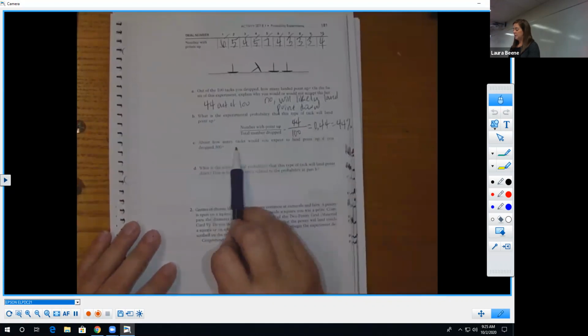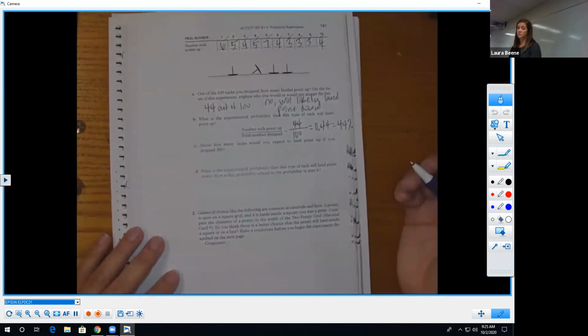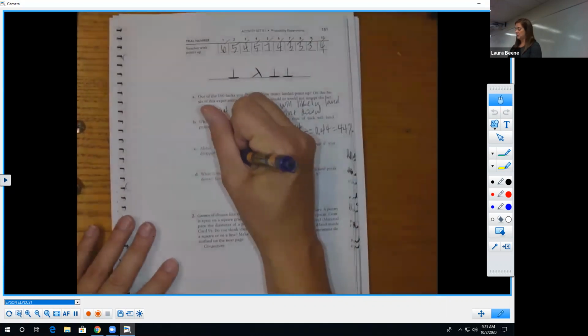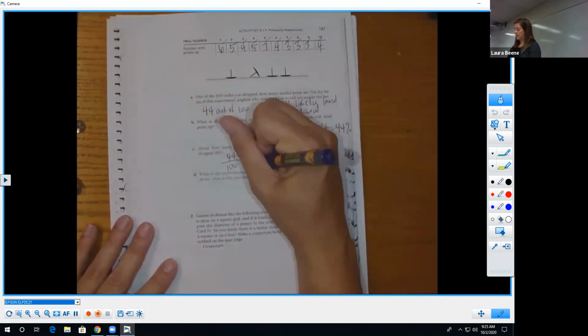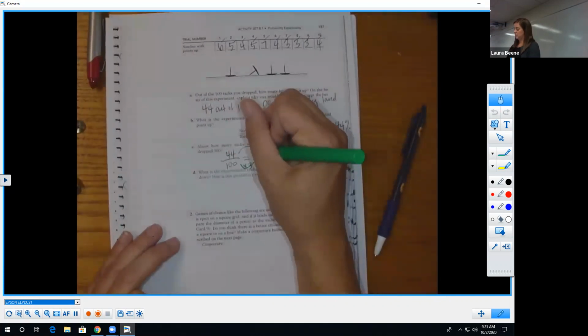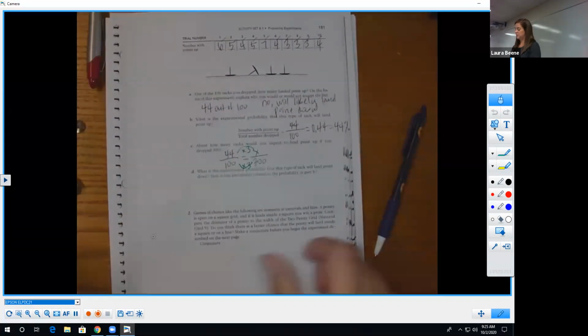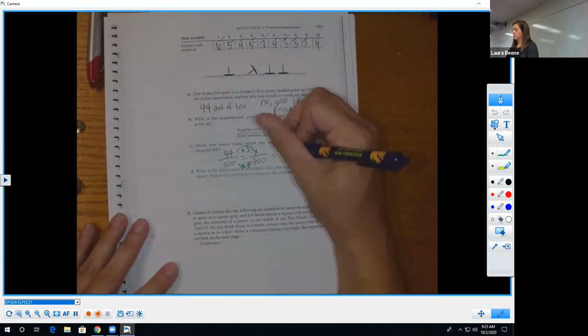Okay, so about how many tacks would you expect to land point up if you dropped 300? We can use a proportion here like we have before. So 44 out of 100 would be the same as what out of 300? To get from 100 to 300, I multiply by 3. So I'm going to do the same thing here. Multiply 44 times 3. And that would be 132. 132 out of 300.